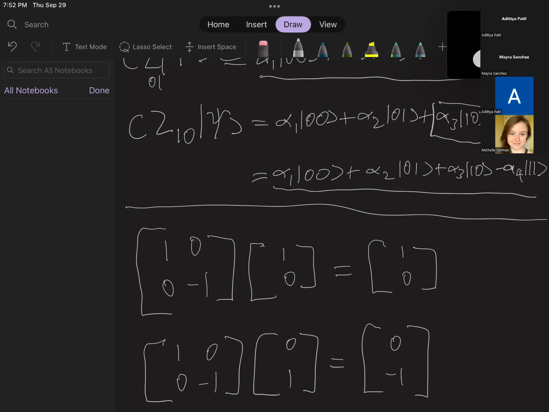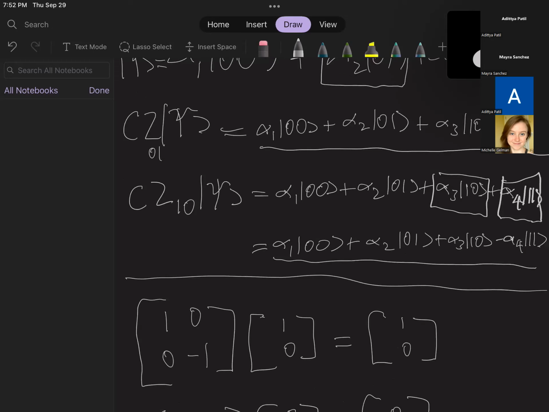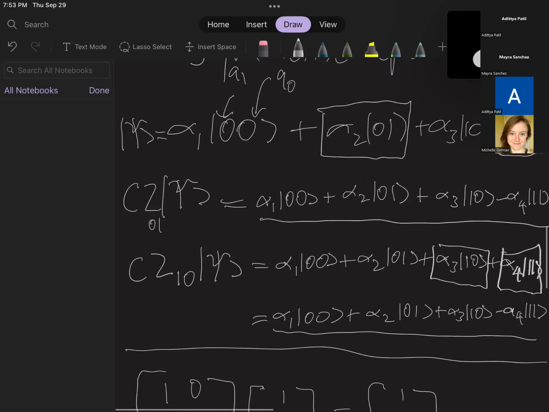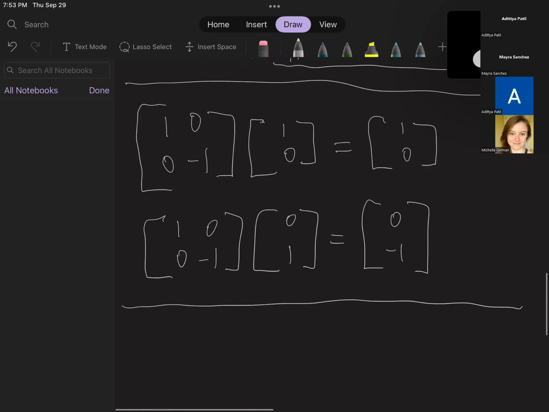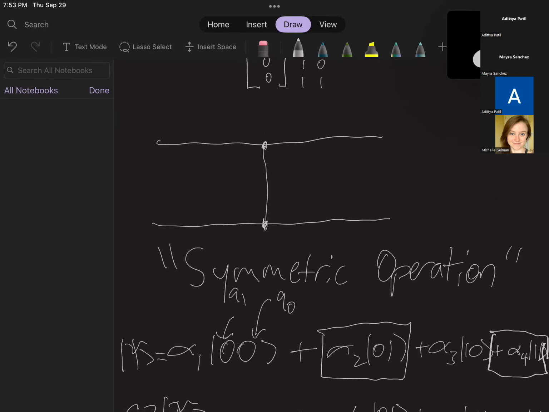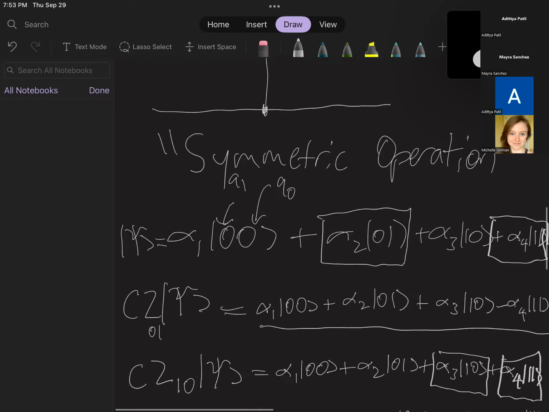Because of what you see over here, the outcomes are technically the same, even though alpha sub 2 and alpha sub 3 are being acted on in different cases, even though the sign doesn't change. The outcome for both of them is exactly the same. Only the negative sign applies to alpha sub 4. Because of that, we call it a symmetric operation. So, long story short, this was a whole spiel on what we call the control Z gate.